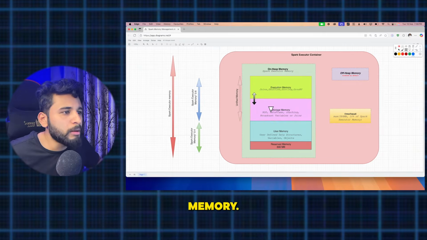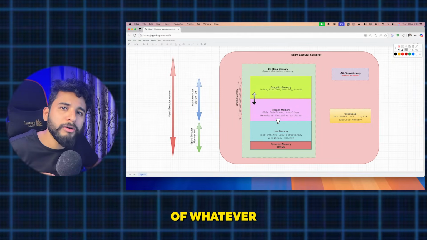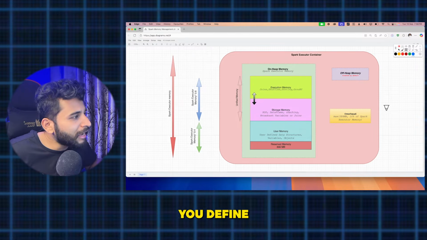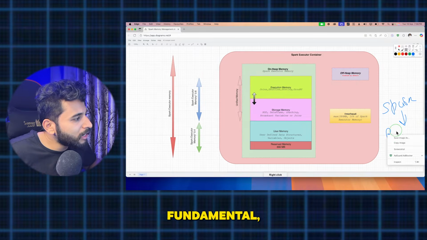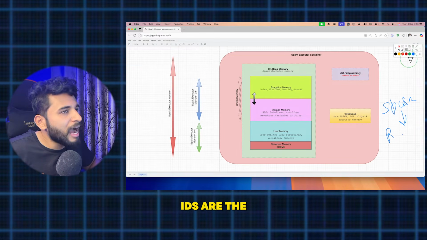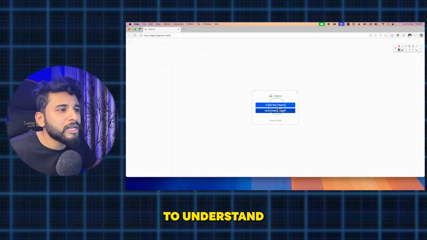Next comes the storage memory. Storage memory is a memory where basically all the data frames and RDDs you are declaring are stored, because whenever you define a Spark data frame, the main fundamental data type of Spark memory will be your RDDs. Okay, RDDs are the main things of this one. So try to understand that also.